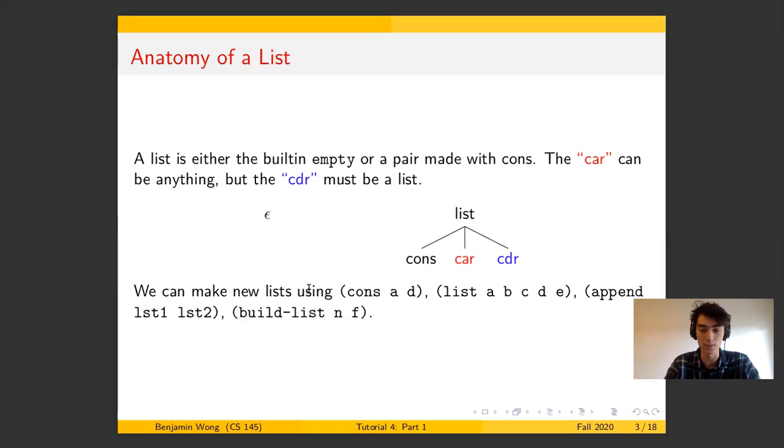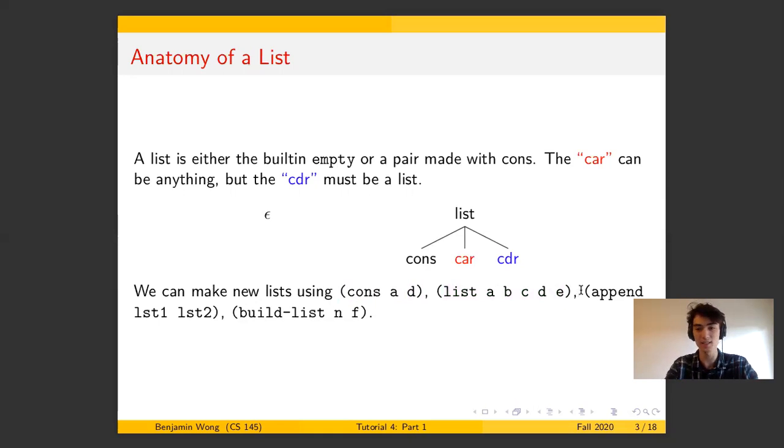There are a lot of options available for making a new list, such as cons. You would use cons as you would use make node. This is the make node of the list world. Cons A and D makes a list with first element A and rest of the list D. List A, B, C, D, E does what you would expect it to. It makes you a list with the elements A, B, C, D, E in that order.